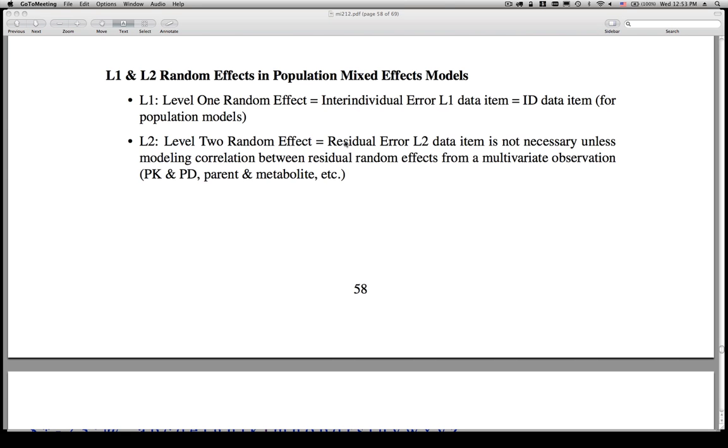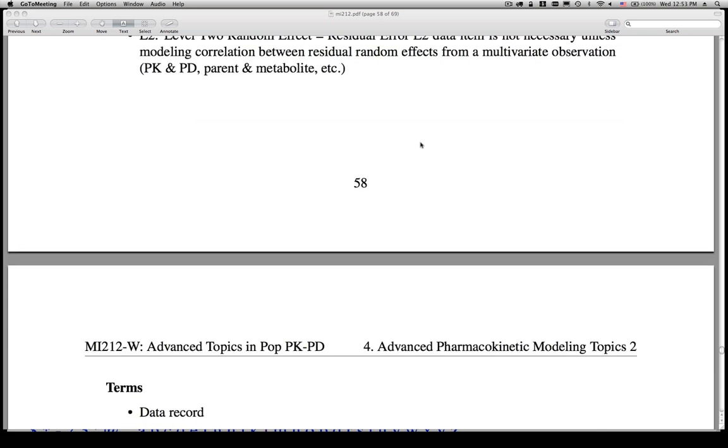What we need now is a grouping variable for the residual random effects that might be correlated, and that's the L2 data item. This is a seldomly used NMTran data item, but this is the data item that we use when we're modeling that covariance. It's not necessary unless we need to tie together those observations or group them together. So this is the grouping variable for potentially correlated residual random effects. If we have a multivariate endpoint with the two observations measured at the same time, then we would use the L2 data item to identify that those observations are potentially correlated, and that's the grouping variable we'll need. So how do you do that?